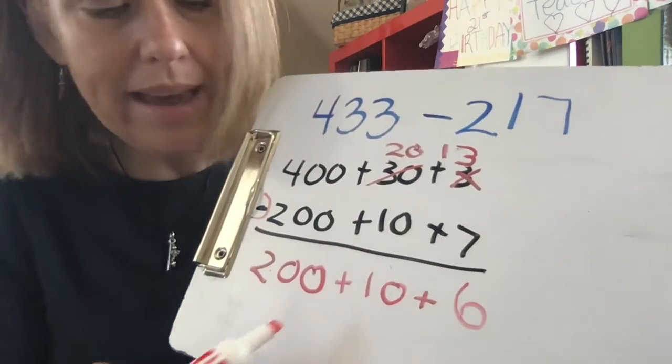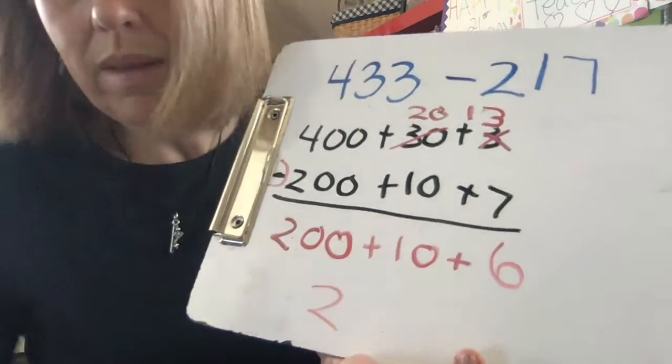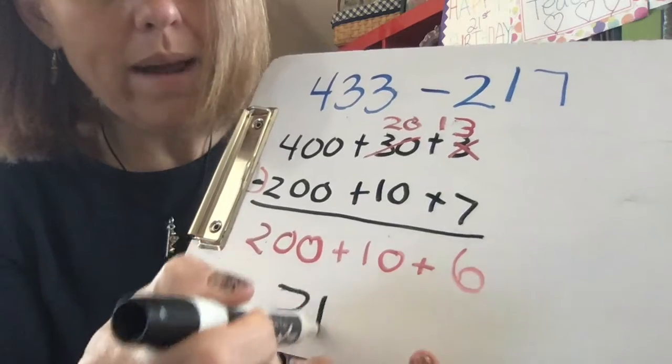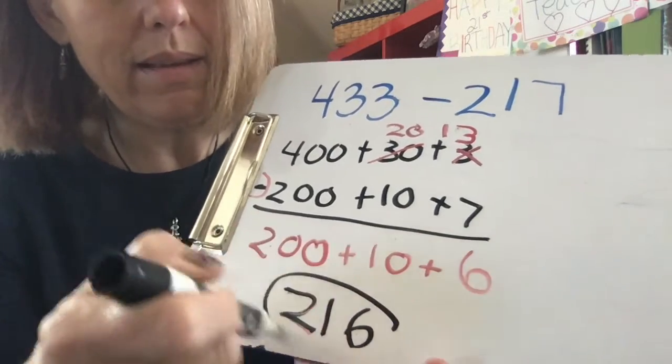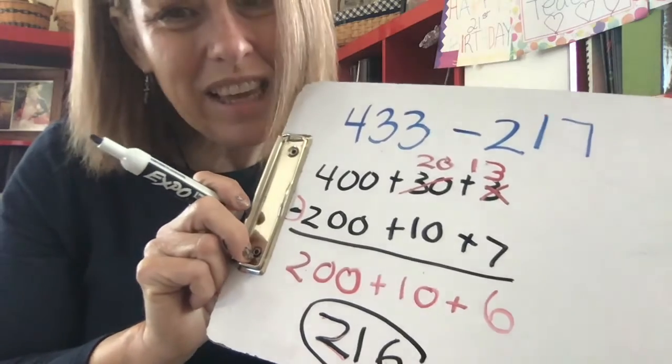Now I just have to put that number back together. 200s, 10, 6 ones. Tricky? Not so tricky? I want to see how tricky it is for you. I'm going to show you one more way to do it because some of you might be ready for it. No, I'm not. I changed my mind.